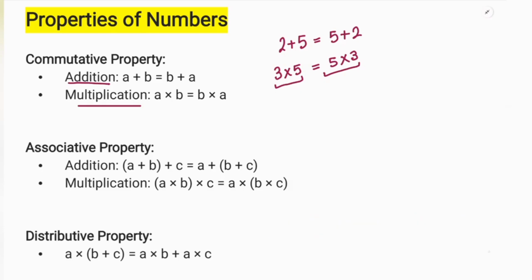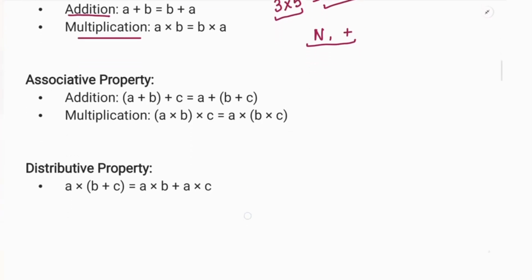So when we explain properties or when we learn properties, we first take a set and then we take an operation and then we check whether it is commutative or not, and then whether closure property is satisfied or not, whether it has identity or not, all those things. Okay, so here we have now associative property.